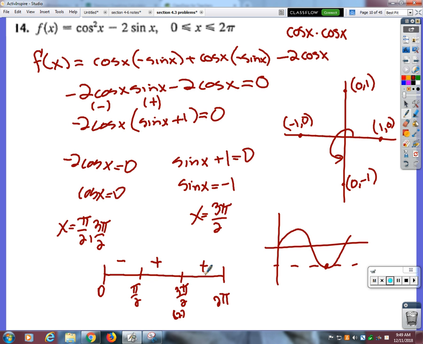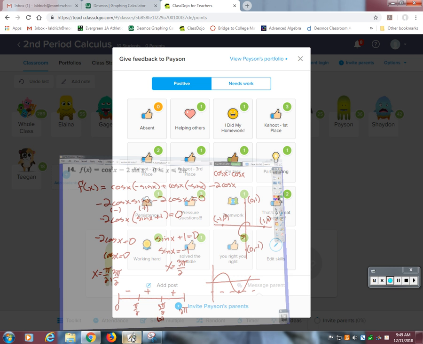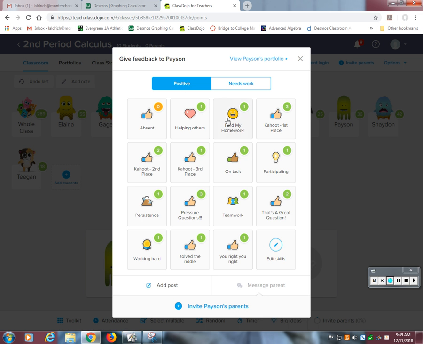Is this a maximum or minimum? Pi over 2 is a minimum, so it's going down and then back up. What about 3 pi over 2? Neither one. Yeah, it's going up, and then it levels out, and then it goes up some more. Okay, so you guys fill that out.